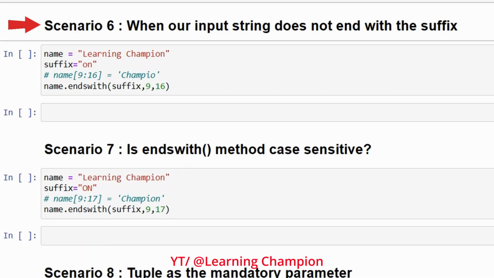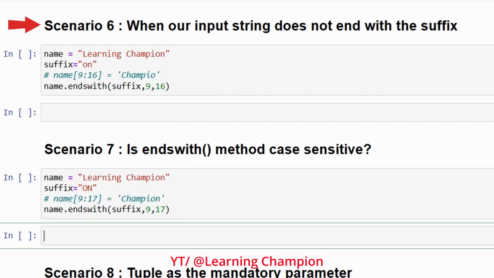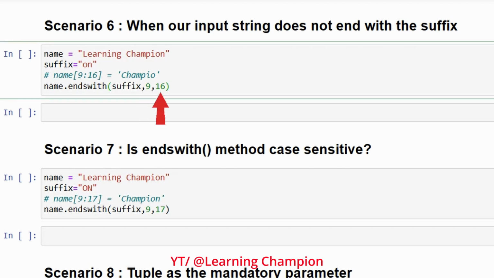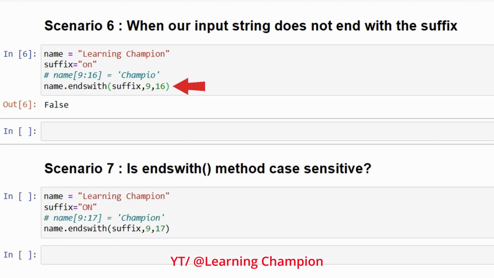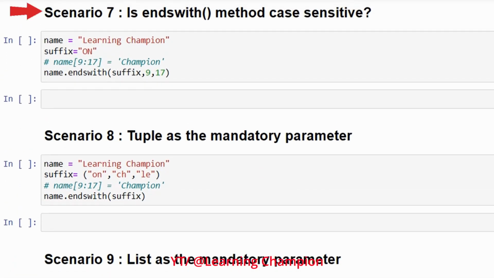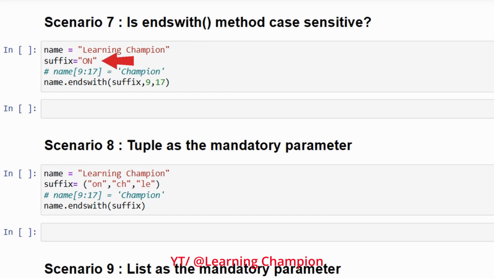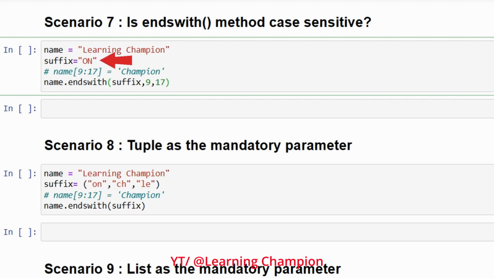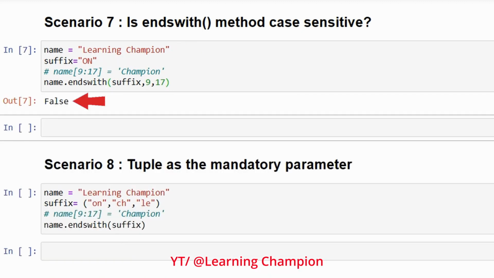For scenario 6, let's see what happens when our input string does not end with the specified suffix. With the same string, let's take the start index as 9 and end index as 16. Here, as you can see, the substring starting from index 9 and ending on index 16 does not contain on, and when we call the endswith method on this string, the output is false. For scenario 7, let's see whether the endswith method is case sensitive. With the same input string, this time let's take the suffix as on with capital letters. When we call the endswith method on our input string with the new suffix, the output is false, proving that the suffix parameter in the endswith method is indeed case sensitive.